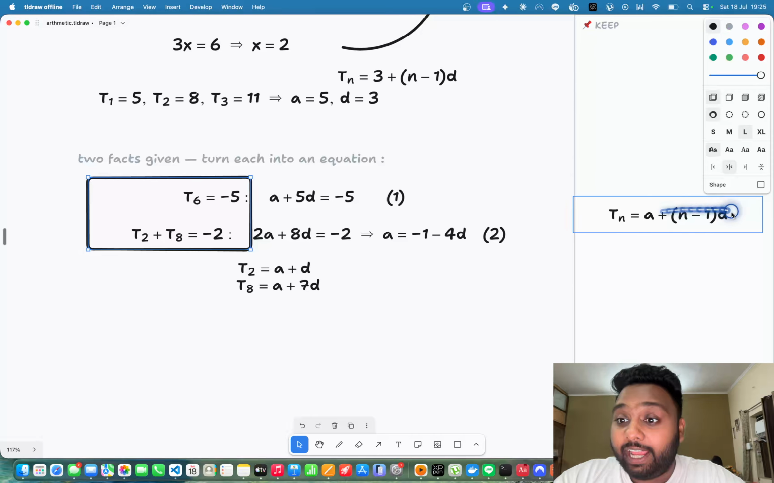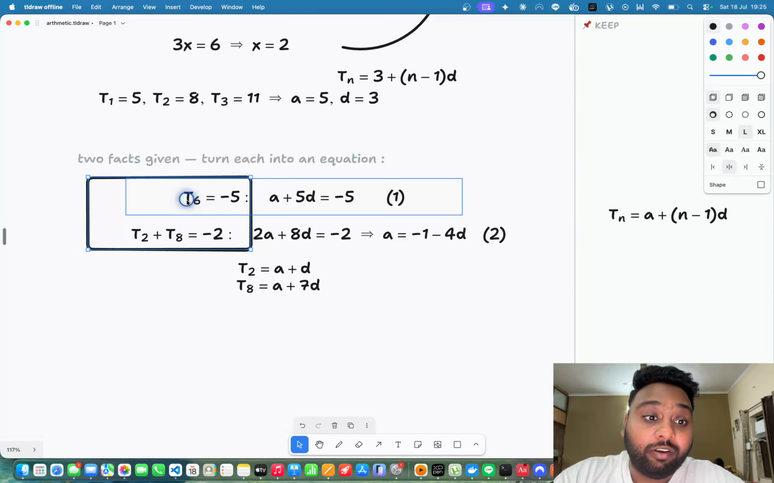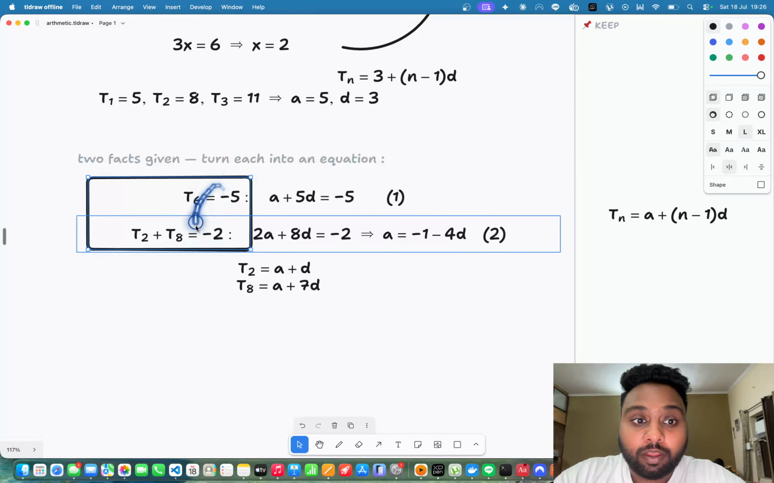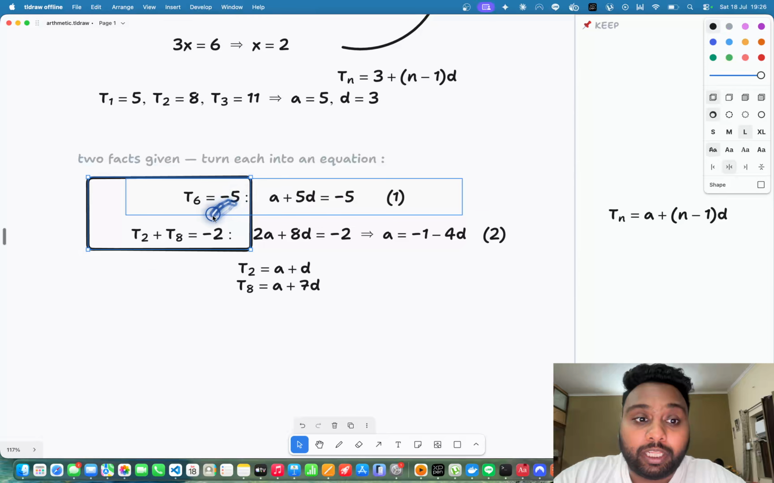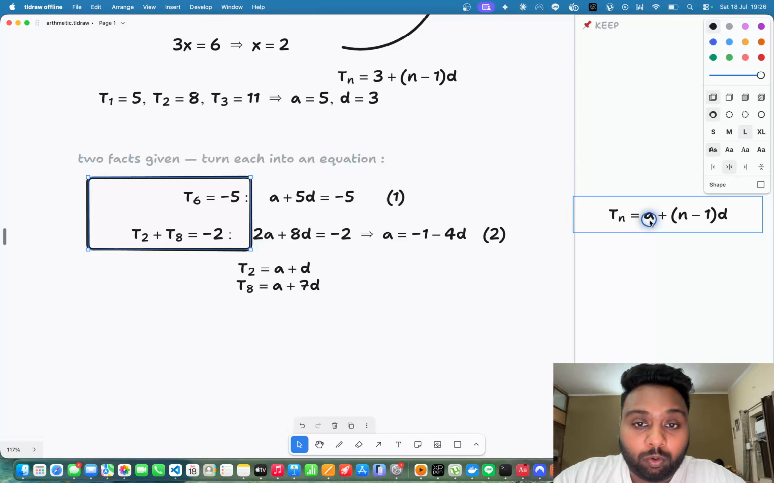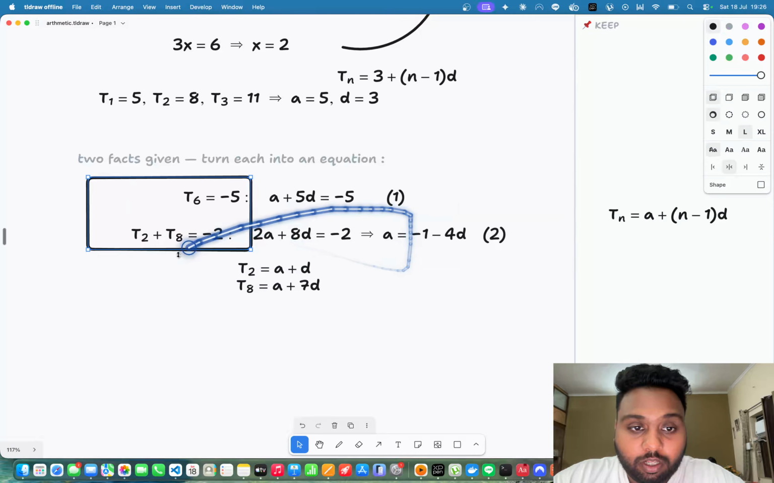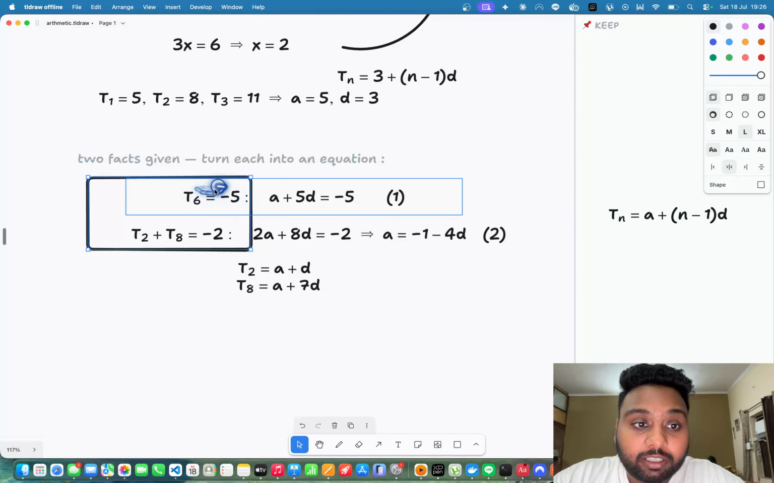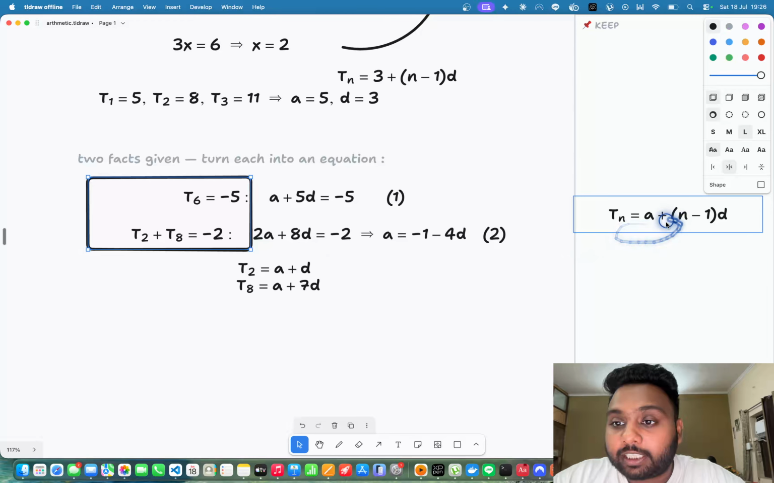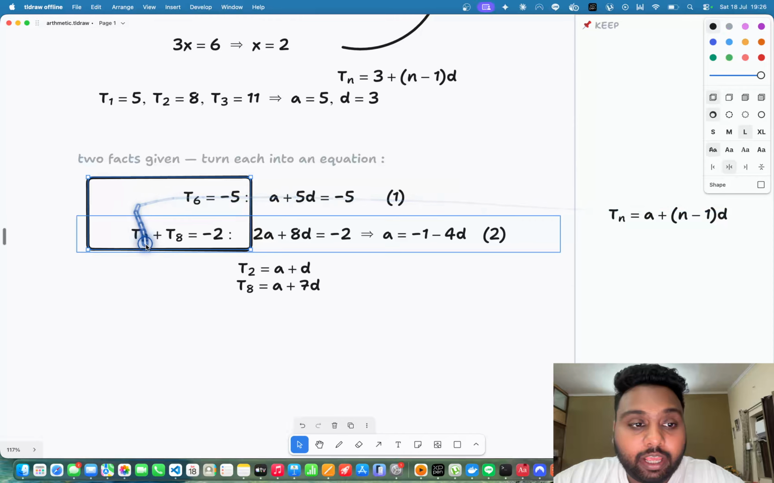In order to find a and d, which are two unknowns, how many equations will I need? Yes, I will need 2 equations, and we have been given 2 facts. This is how we should be thinking about this: what are my unknowns, how many equations do I need, and how many facts have been given to me, since we can convert each fact into an equation. Here I just converted this into terms of a and d, and the same for this one.